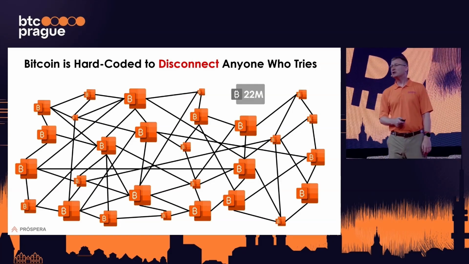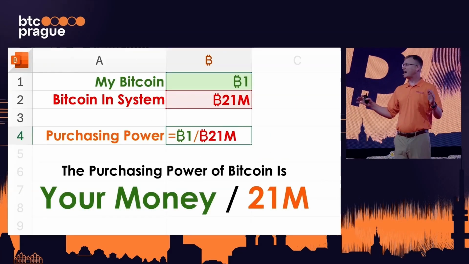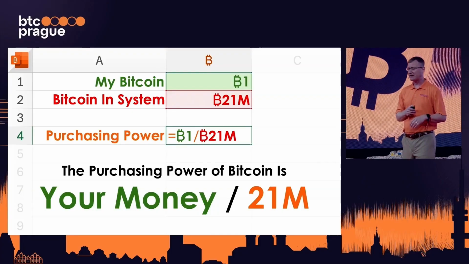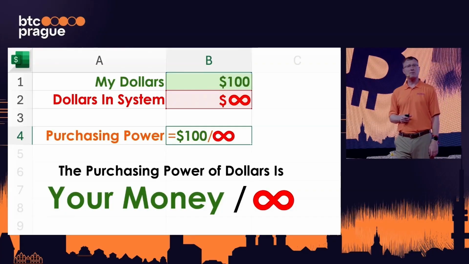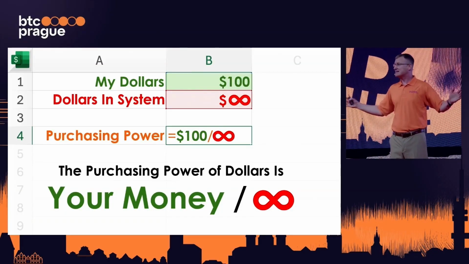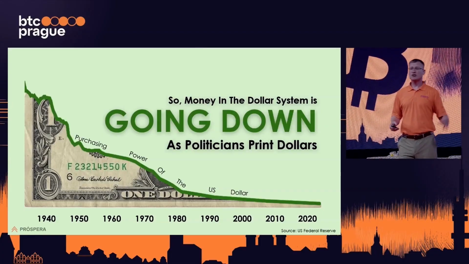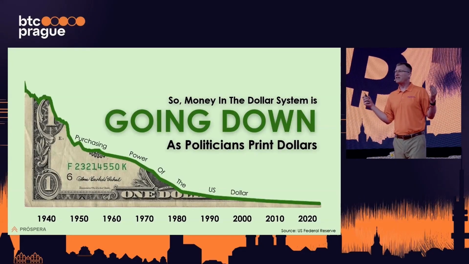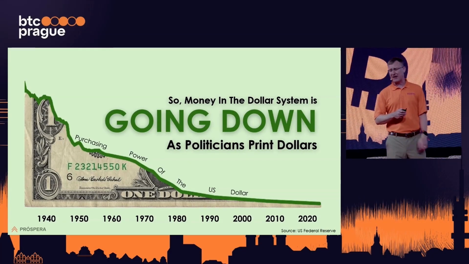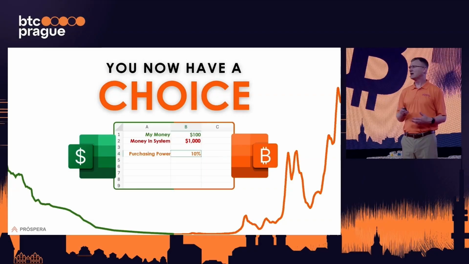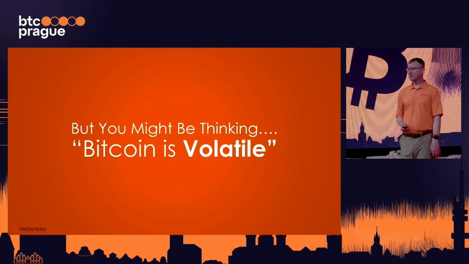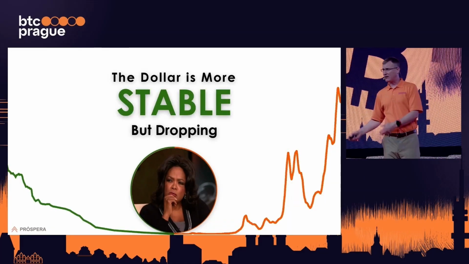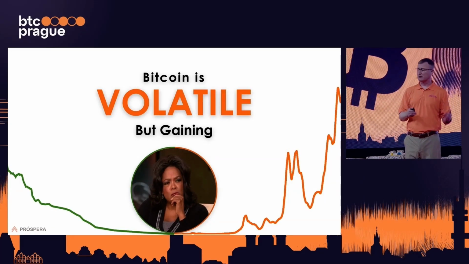Bitcoin is ultimately your money divided by 21 million, and no one can change that, which is why Bitcoin is going up in value over time. The US dollar is your money divided by infinity, because they will never stop printing dollars, which is why the dollar is perpetually down. And now you have the ability to make that choice. And the first question people have when they make that choice is often, okay, it's better money, it's a better system, but what about volatility? The dollar is more stable, but going down. Bitcoin is more volatile, but going up.